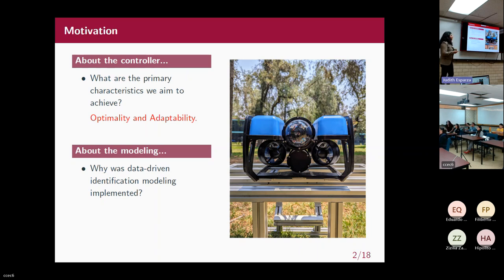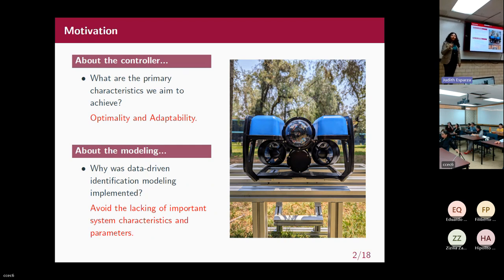So the following is thinking about the modeling. As I mentioned before, in this paper we work with a new perspective of modeling. Why? As we know, most of the controllers are model-based controllers. But as I mentioned also before, using these kinds of models could lead us to a lack of important accuracy for system characteristics. And also we could have the situation when we couldn't find some system parameters because of the lack of proper testing installations. Then for this work, we propose to use an identification process for modeling, using input and output data.